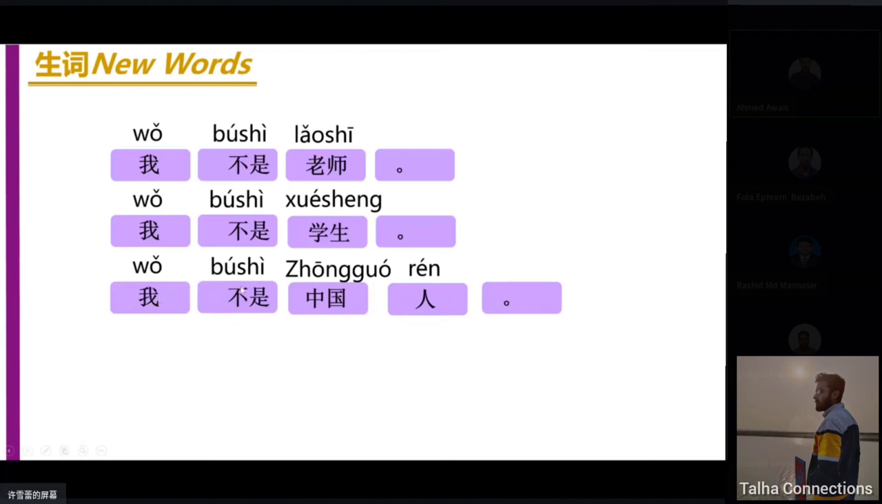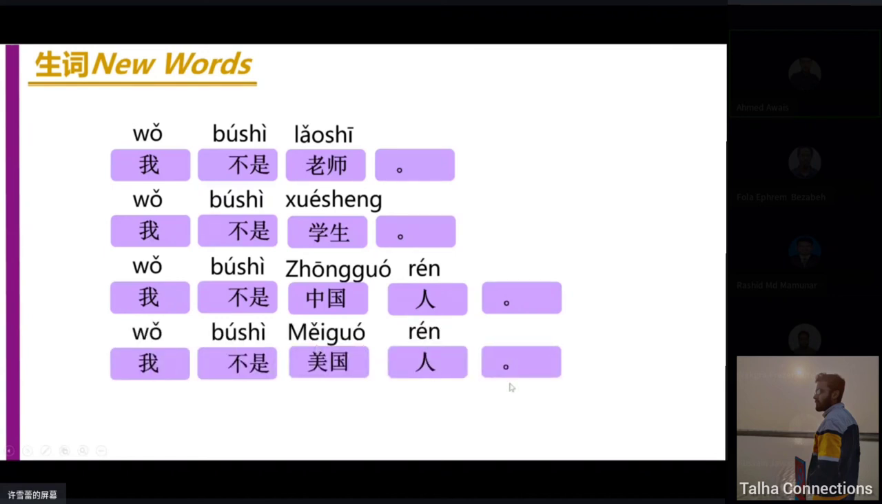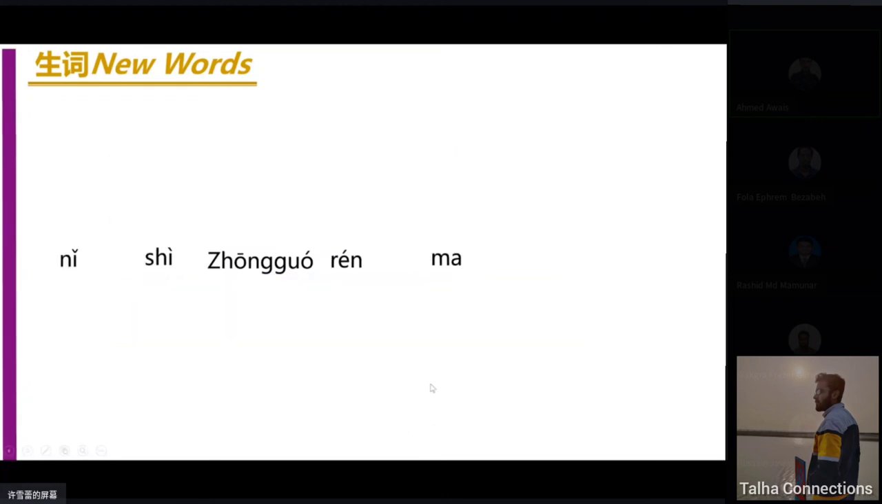Again, 我不是中国人. 中国人, 人 is second tone. And I guess you're not American, so 我不是, I'm not American. 我不是美国人, right? 我不是美国人. Okay, now these are the negative form of 是, that is 不是.